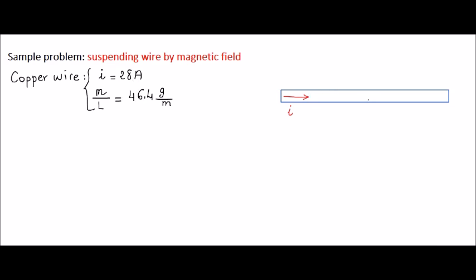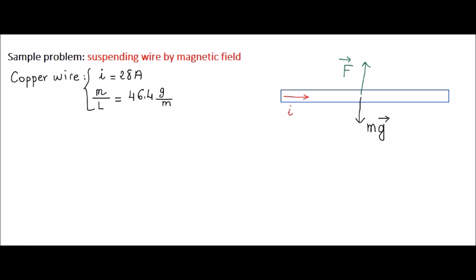Since the wire has a mass, there is a weight, mg. That's the weight of the wire, so eventually the wire will fall down. I want to suspend the wire. How to do that? I need an opposite force, equal in magnitude and opposite in direction. How can I create this force? By using a magnetic field. I want the magnetic force to be upward. The current is going from left to right.